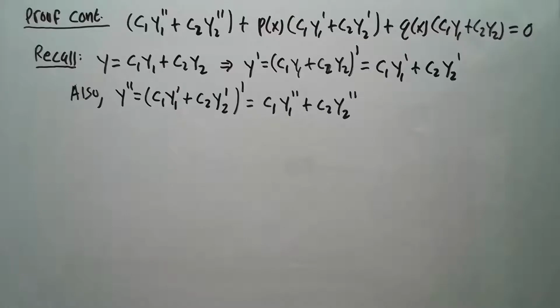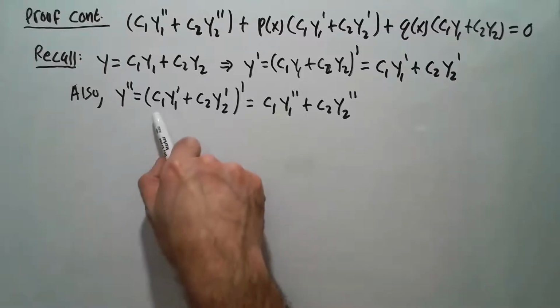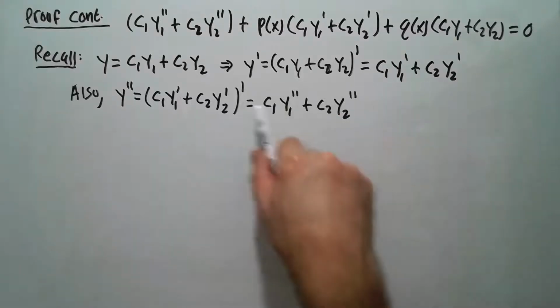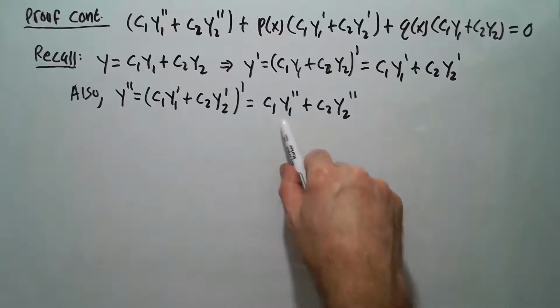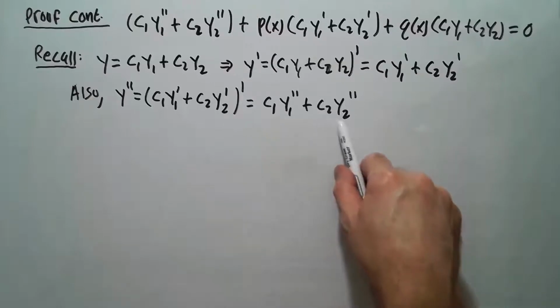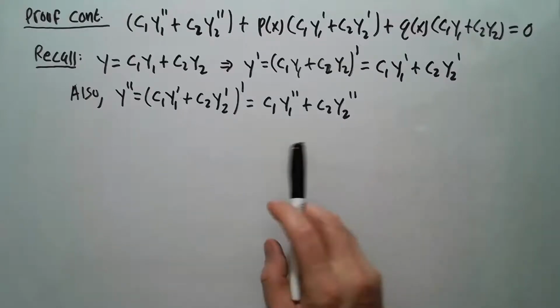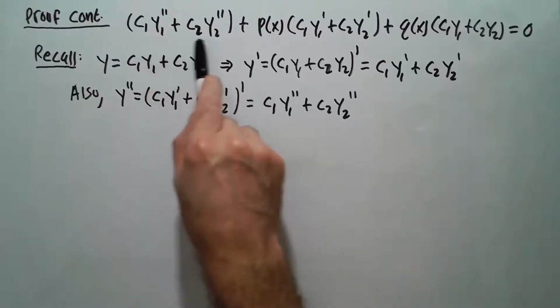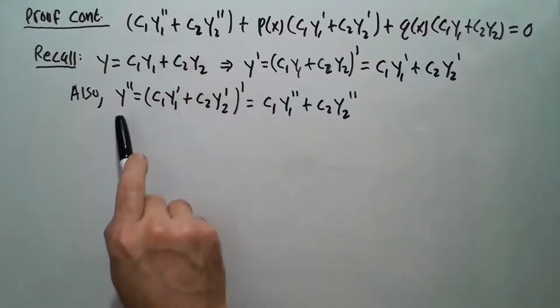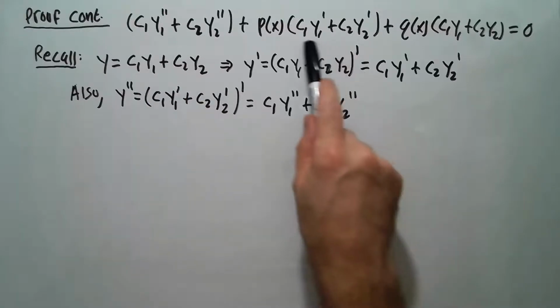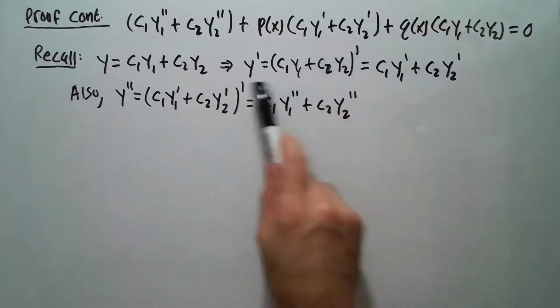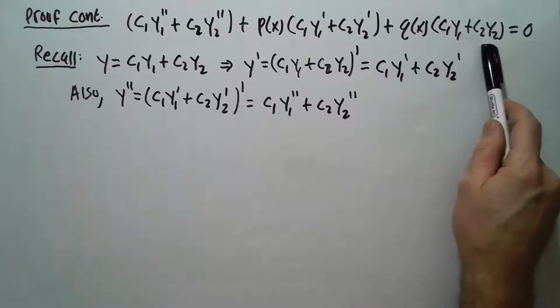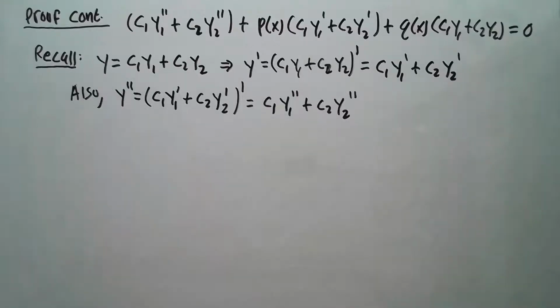Okay, so looking at y double prime now, it's going to be the derivative of this, again using the linear property, so C1 y1 double prime plus C2 y2 double prime. And now we can substitute. In place of this we can write y double prime, in place of this we can write y prime, and in place of this here we can write y. So let's make those substitutions.